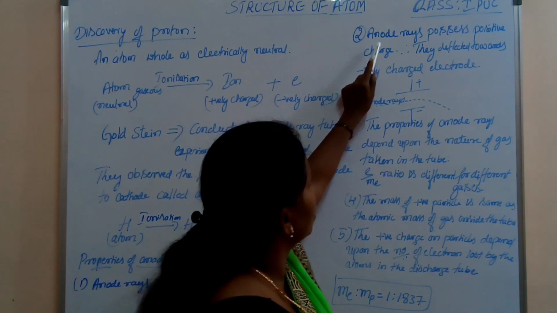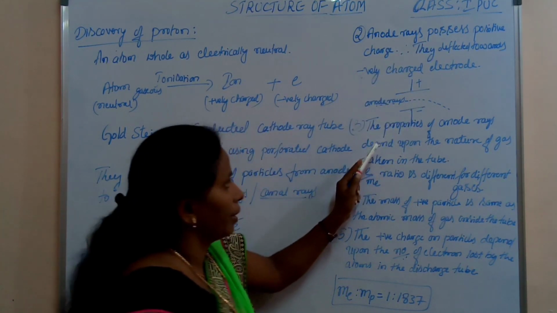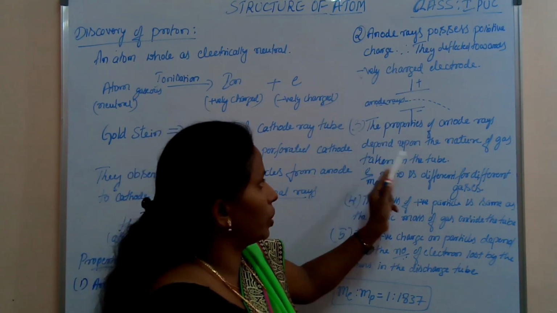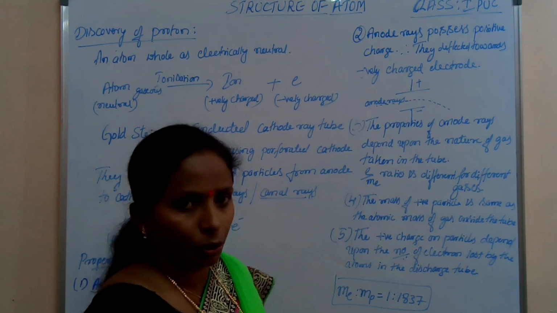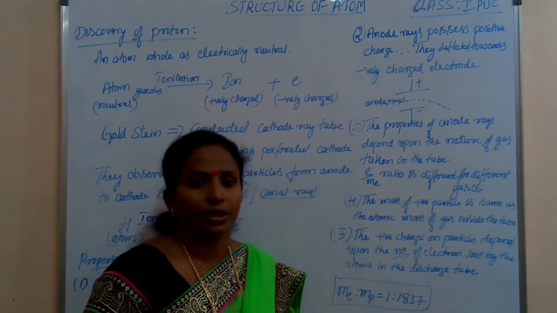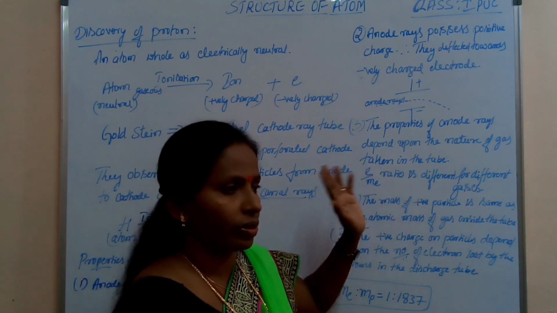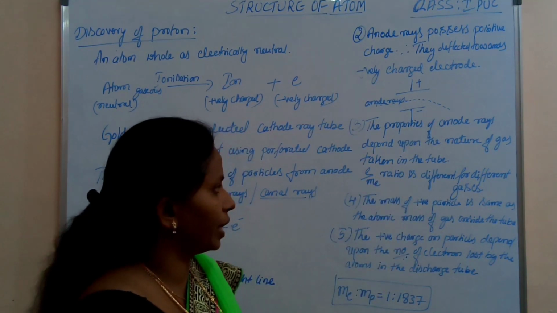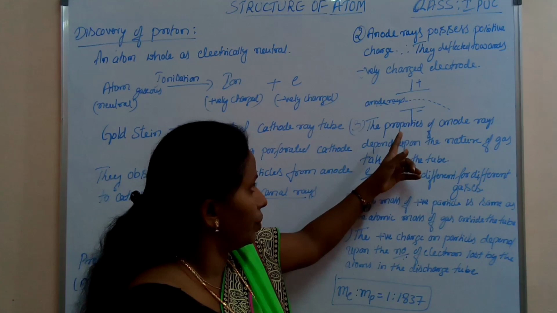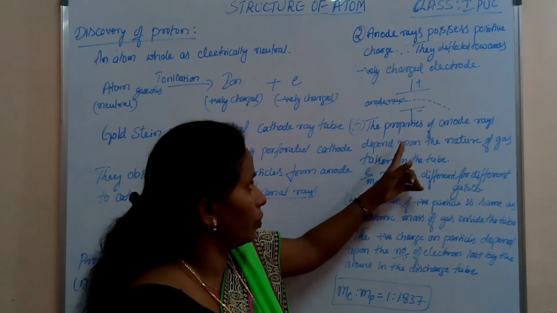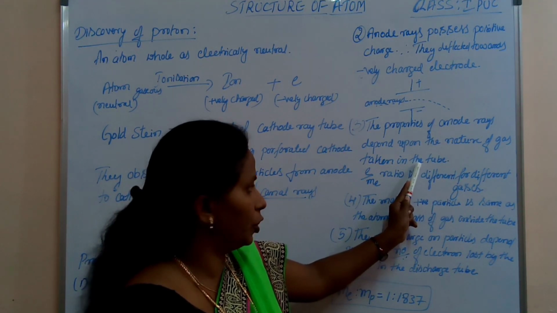This confirms that the anode rays possess positive charge. The properties of anode rays depend upon the nature of the gas taken in the tube. Cathode rays are not like that. They do not depend on the nature of the gas or the electrode material we take in the discharge tube, but the properties of anode rays depend upon the nature of the gas taken in the tube.